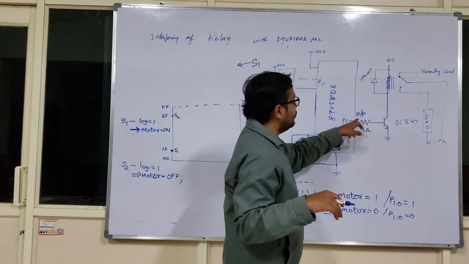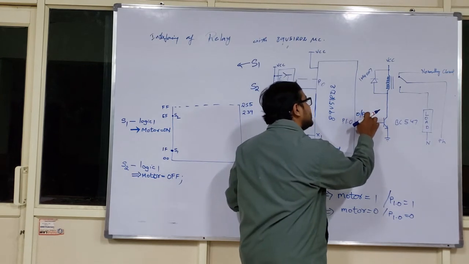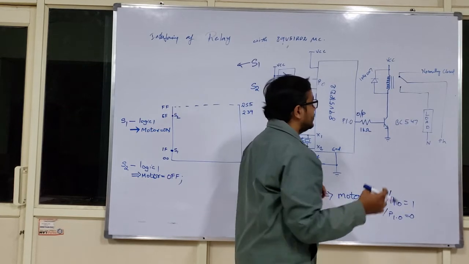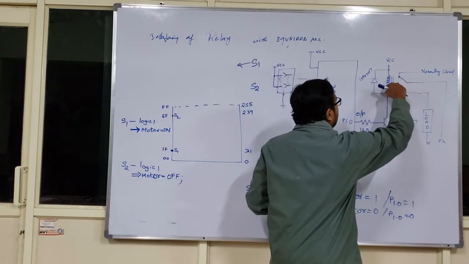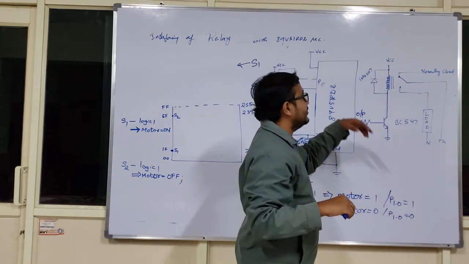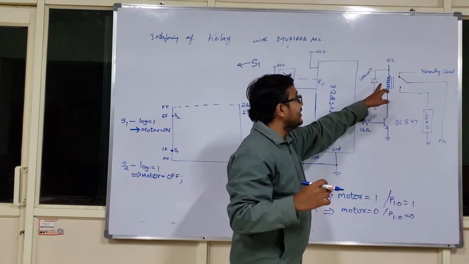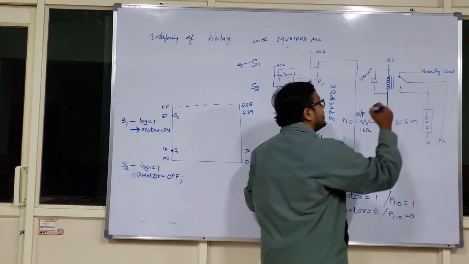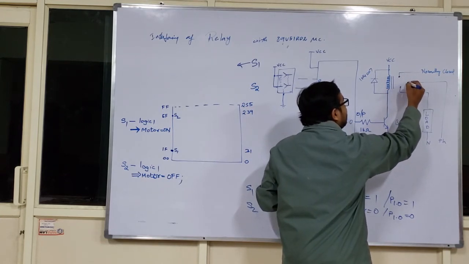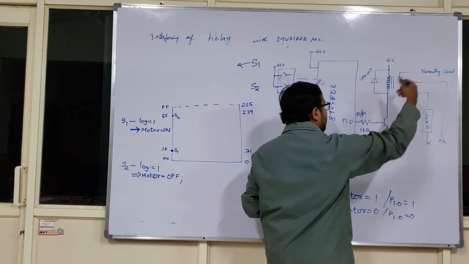Now, as soon as you get the output in logic 1 state, this logic 1 will make your NPN transistor go into active mode. Immediately the relay coil will be connected to ground and energized. Once it is energized, the switch which was earlier in this position will be thrown to the opposite side.